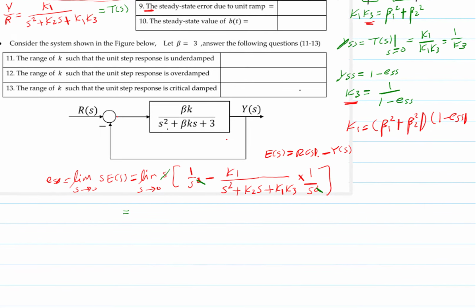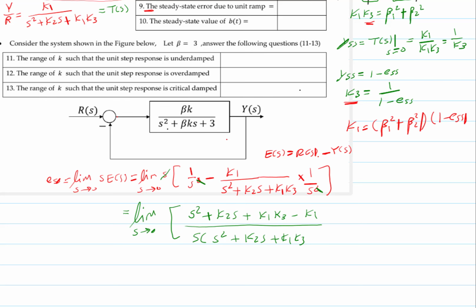If we simplify, this will equal the limit as s goes to 0 of s square plus k2 s plus k1 k3 minus k1, over s square plus k2 s plus k1 k3.